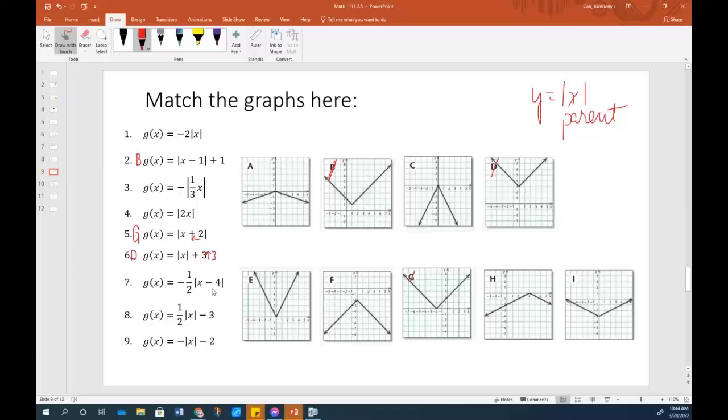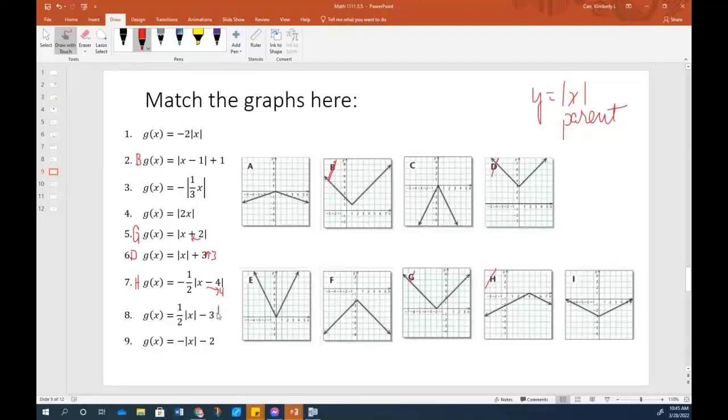Now this one has been moved to the right 4 units. Okay, so to the right 4 units appears to be this one, H, but I notice it's also headed down. But if you look over here, that negative in front means it's opening down. So that actually works just fine for me. So that one's H.